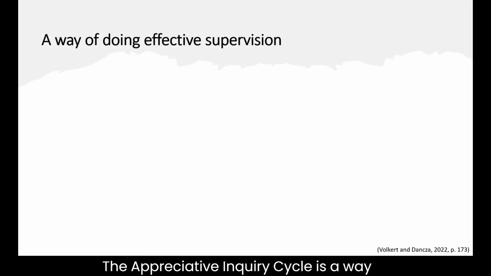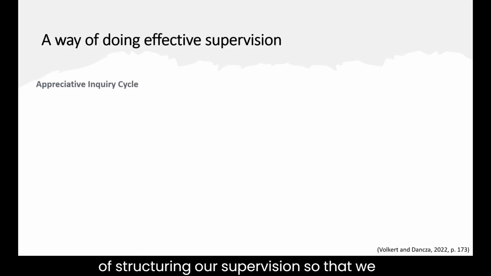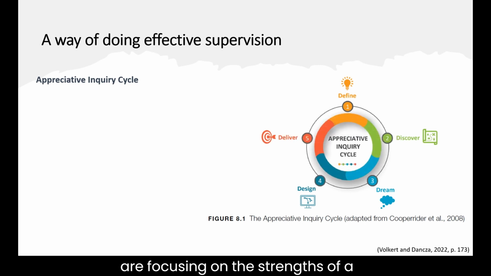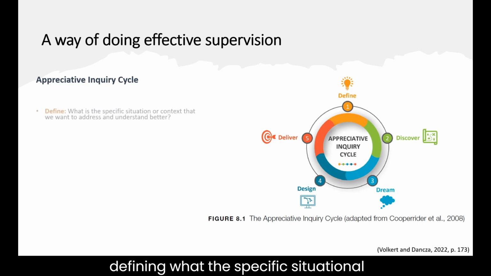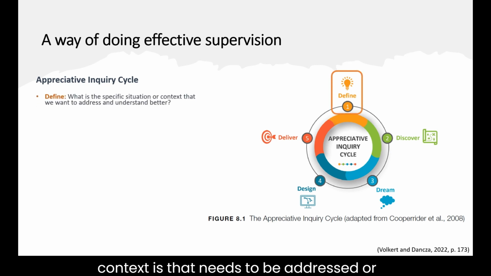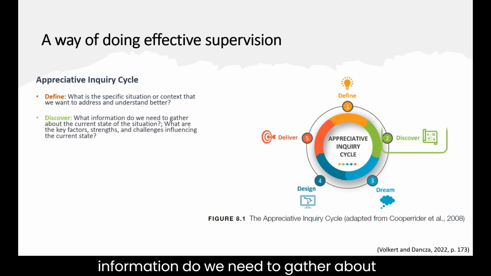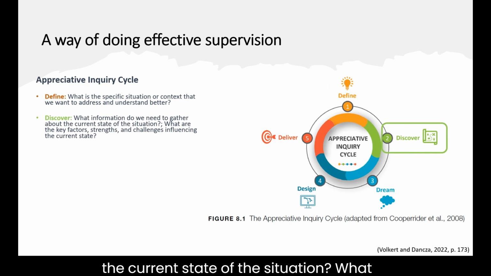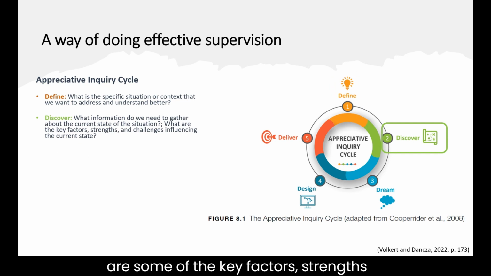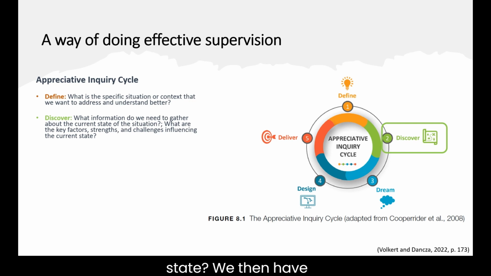The Appreciative Inquiry Cycle is a way of structuring our supervision so that we are focusing on the strengths of a supervisee. It involves defining what the specific situational context is that needs to be addressed or people want to understand better. We then discover what is happening now, what information do we need to gather about the current state of the situation, what are some of the key factors, strengths and challenges influencing this current state.